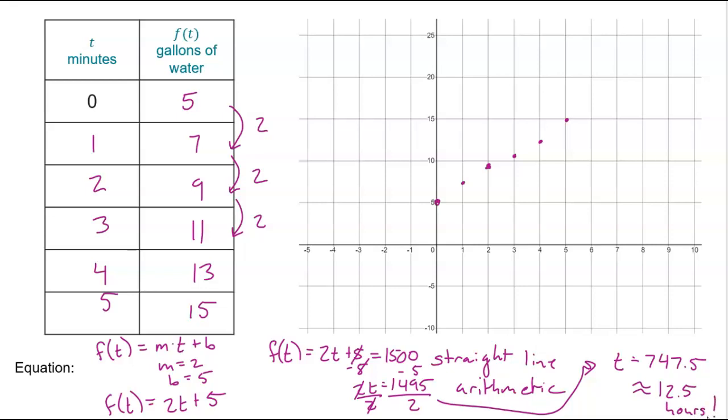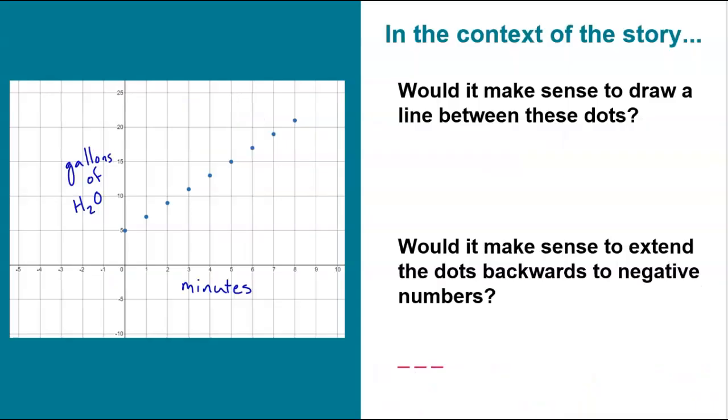That is a long time to be standing around waiting to fill a pool. That hose must be trickling in, right? All right, so we modeled this arithmetic sequence. So we're going to ask the same question again. Would it make sense to draw a line between these dots?